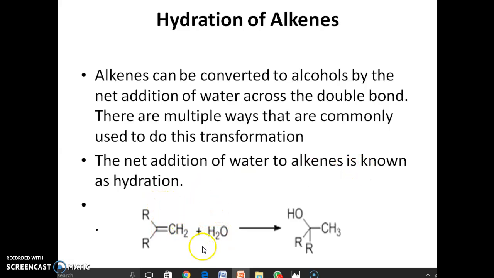This is one common example of a hydration reaction. This is an alkene, to which a water molecule is added. This addition follows the Markovnikov rule. That is, the OH gets attached to the double-bonded carbon atom which is more substituted, and H gets attached to the double-bonded carbon atom which is less substituted. In this way the alcohols are formed.